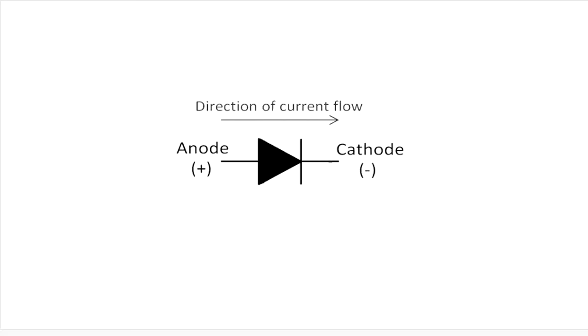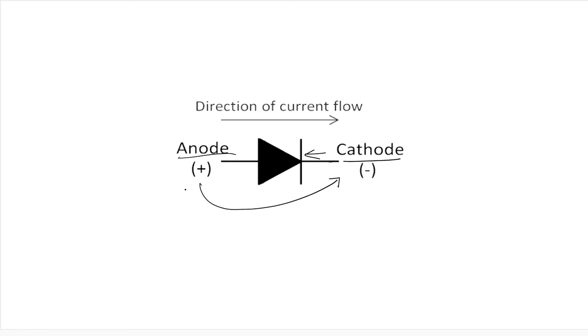This is the symbol of a diode, where this straight line indicates the negative terminal and the other terminal is the positive terminal, which is called the anode, and the negative terminal is called the cathode. As the diode works as a unidirectional switch, it allows flow of current through it only in one direction, that is from its positive terminal to the negative terminal. In the opposite direction, that is from negative to positive, there will be no flow of current through the diode.